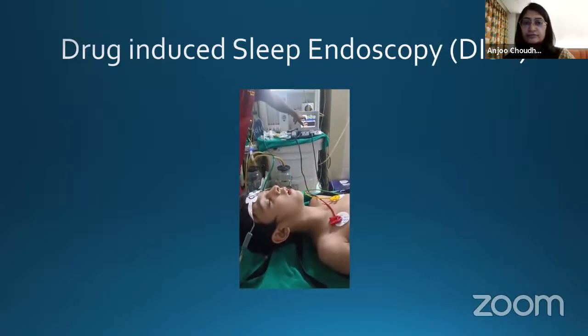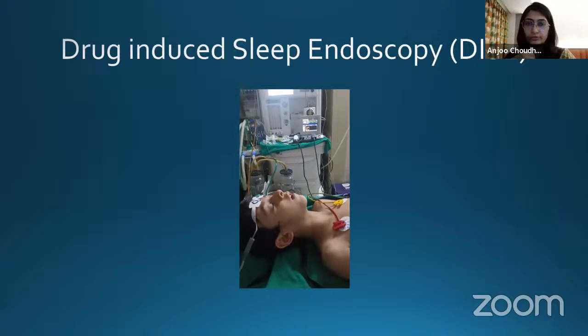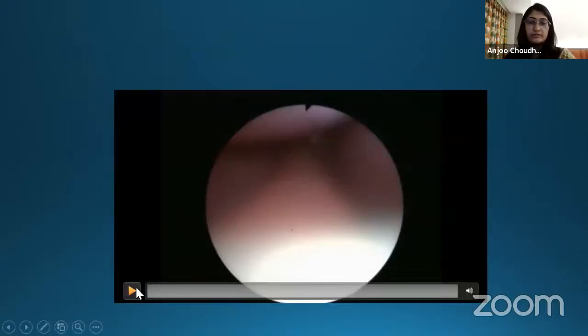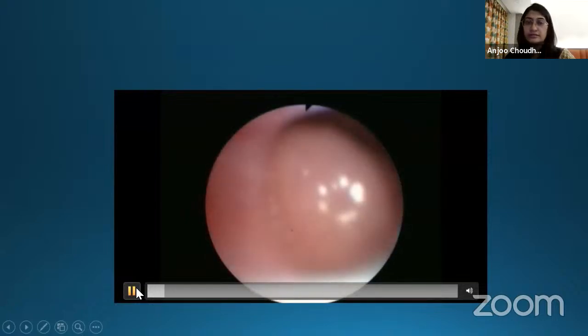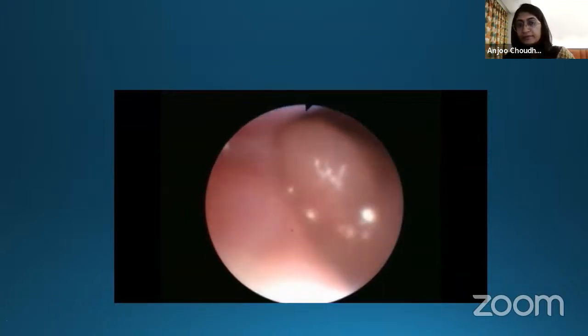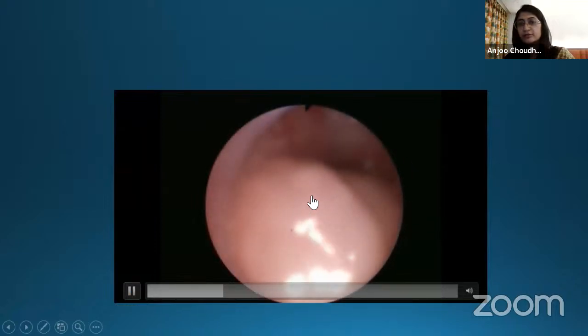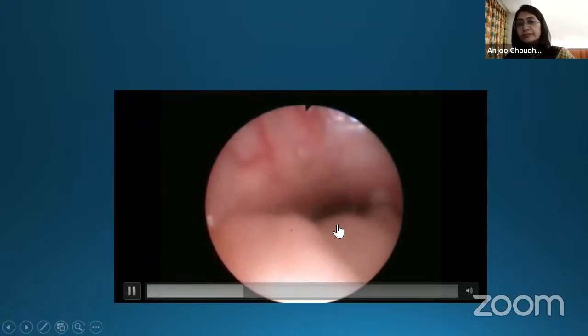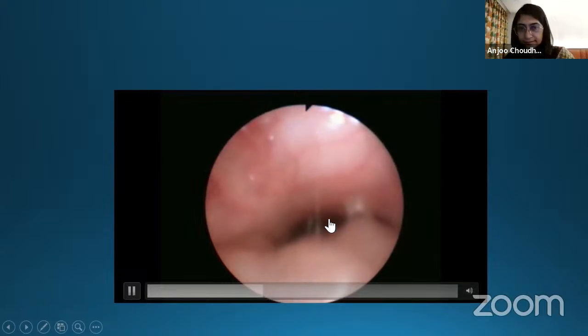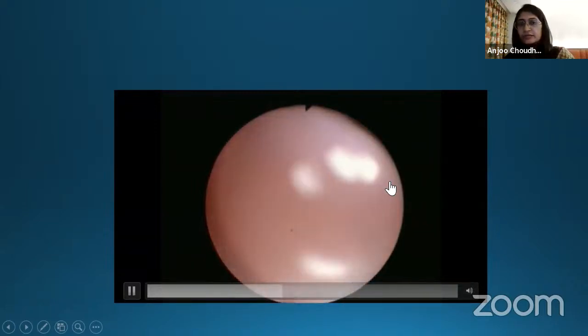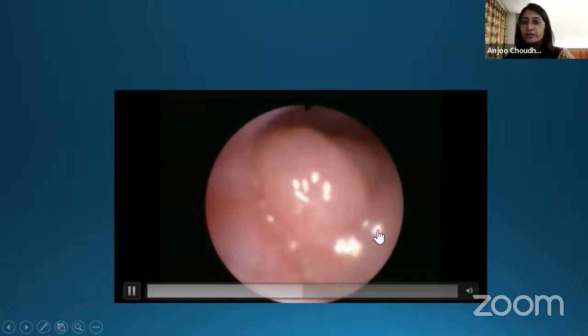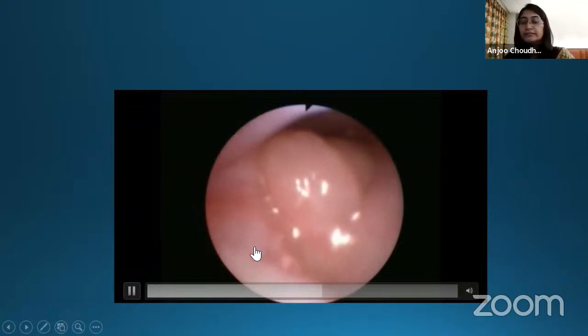So it is exactly at this phase when we pass an endoscope into the nose and check for any obstruction. So this is an endoscopy which is done during this drug-induced sleep study. So this is what we see in the nasopharynx. These are enlarged adenoids, almost nearly completely obstructing the nasopharynx. This is a tiny opening which allows the endoscope to pass. This is a very small endoscope. So the choana is completely blocked.